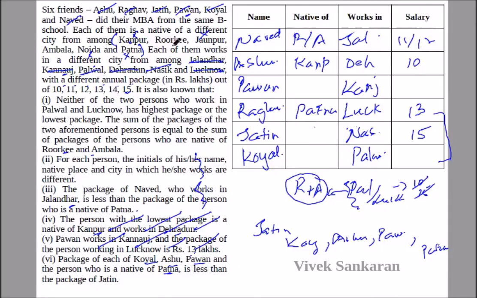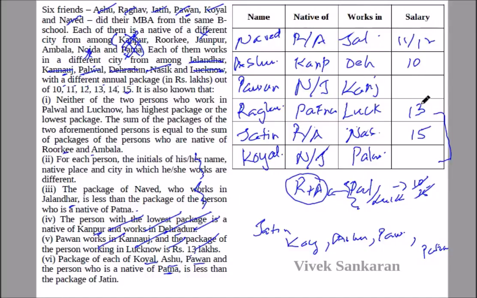Let's see Jatin. What is there for Jatin? Jatin cannot be from Jaunpur, cannot be from Nasik, cannot be from Noida because he is working in Nasik. K and P are out. So he also has to be from Roorkee Ambala. So these are the other guy with Roorkee Ambala. So these 2 people are from Noida and Jaunpur. This has to be Noida and Jaunpur. Okay, this is done.